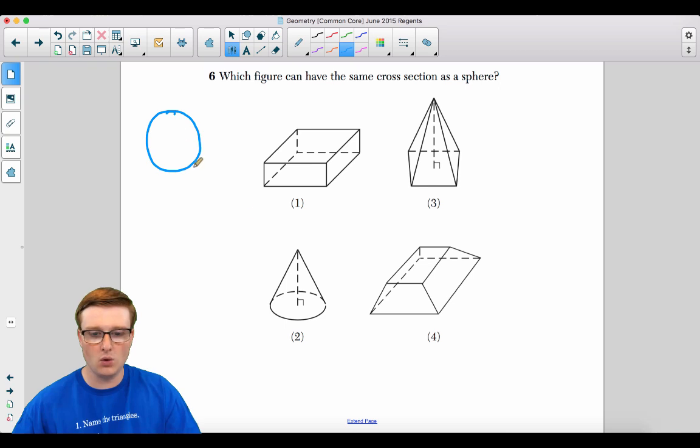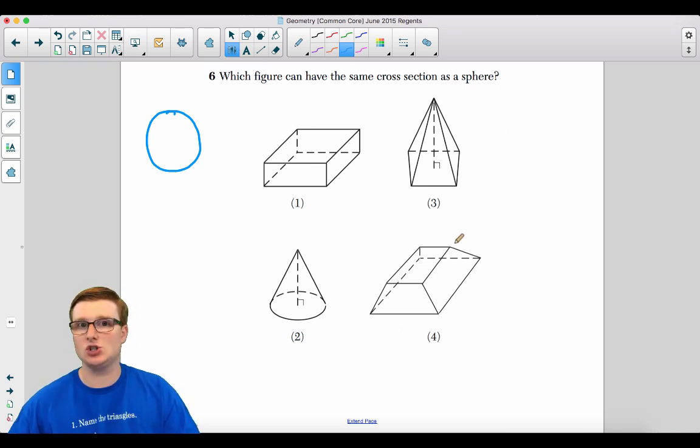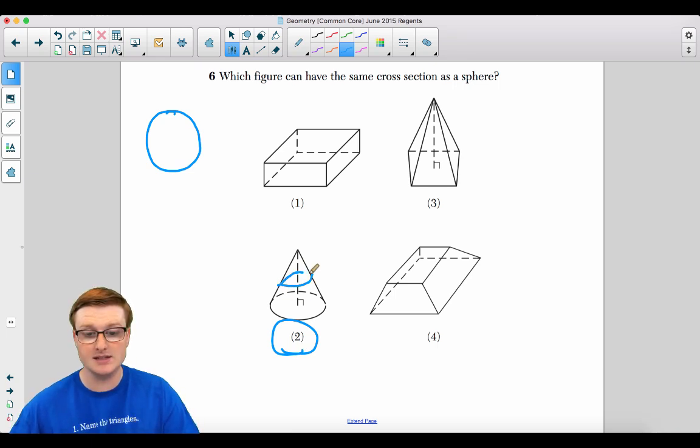So we're looking for one of these figures that has a circular cross-section, and the only one that works is going to be choice 2, because a circle can be sliced out of a cone just like so. All right, that's number 6.